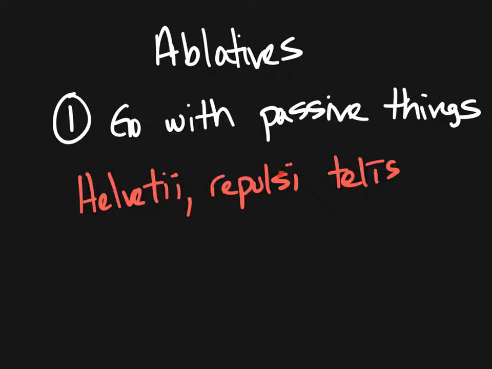Helvetii repulsi telis. Okay, we've got the Helvetians as a subject. We have a perfect passive participle here. Look, passive things. So we need an ablative to show what's doing the action. So how would we translate this? The Helvetians, having been repulsed or pushed back by what? What did the pushing back of the Helvetians? Oh, the spears. So here we've got the ablative spears to show what's responsible, who or what is responsible for the pushing back of the Helvetians.